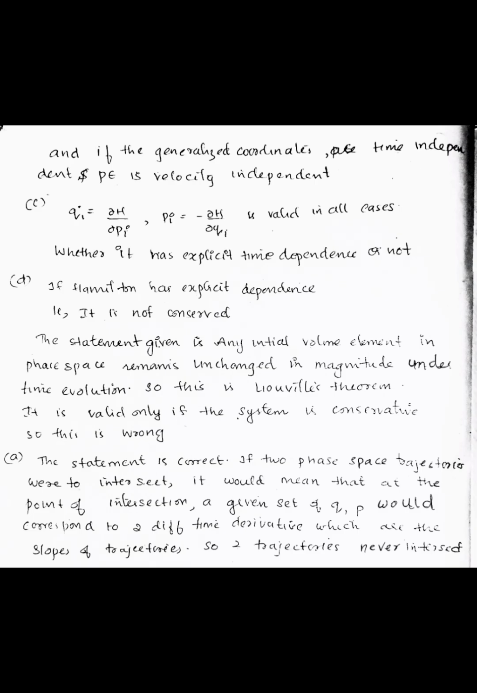Coming to option B, it says that H always represents the total energy of a system and is a constant of motion, but it is wrong, because H represents the total energy only if it doesn't have an explicit time dependence, the generalized coordinates are time independent, and the potential energy is velocity independent. So option B is wrong. And option C, that is q dot is equal to dou H by dou p i and p dot is equal to minus dou H by dou q i, is valid in all cases, whether it has an explicit time dependence or not. The Hamilton equations are valid in all cases. So option C is also wrong.